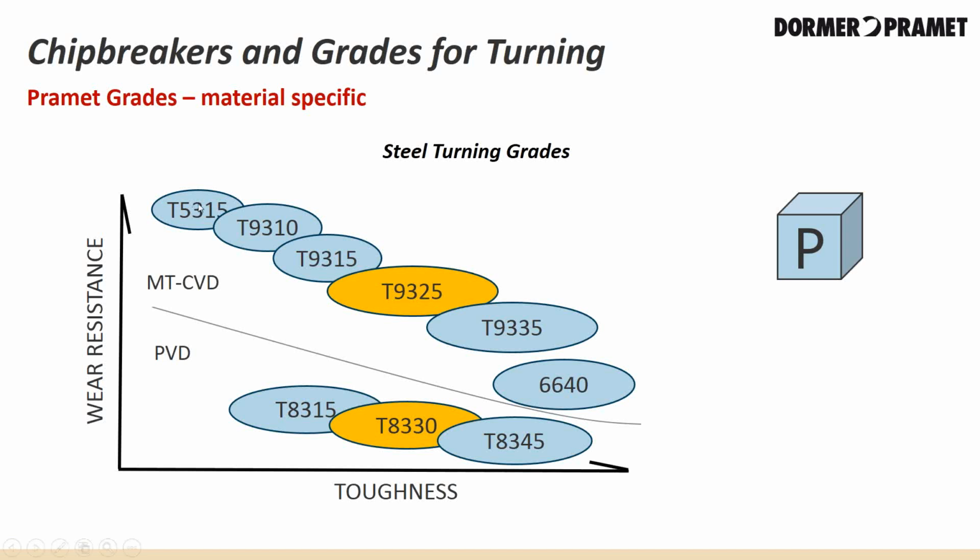And you can see this in the 5315, the 9310, and the 15, when we're talking about the 10 and the 15, as opposed to the 35 and the 40 on the right-hand side of the 9325. To the left is more wear resistance, as you see on the chart, and to the right is a tougher, indicative of a tougher insert.